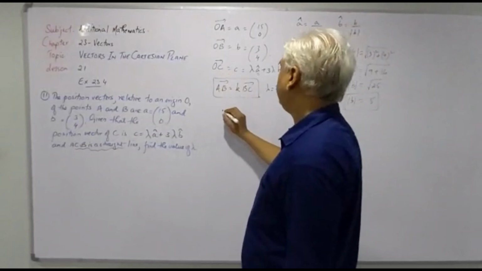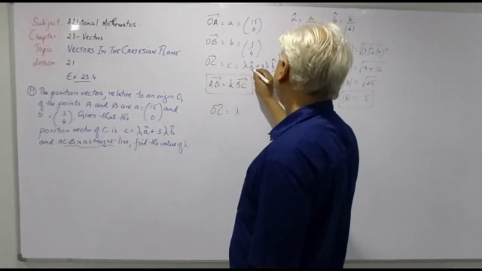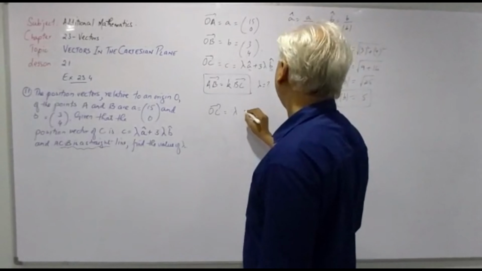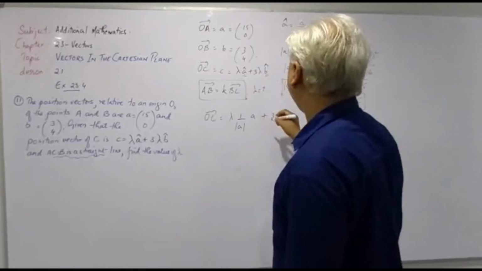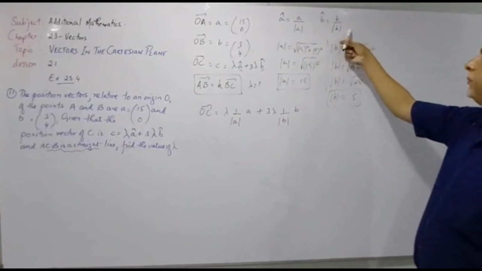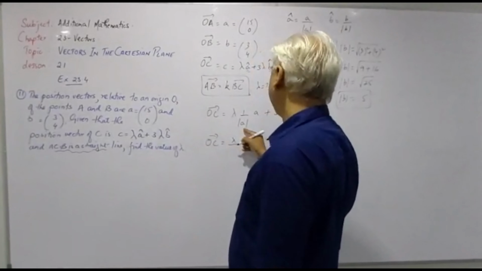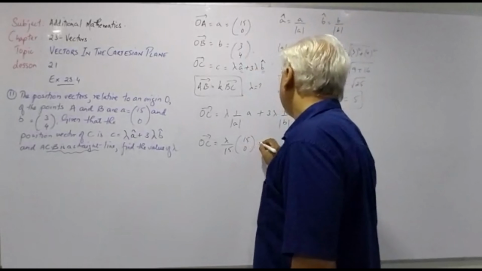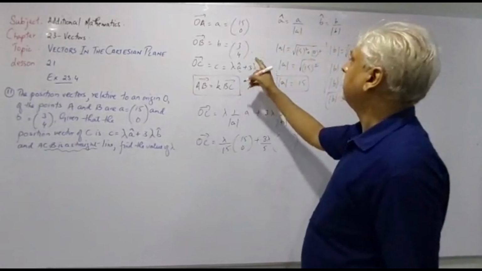Now, we will find the value of OC. OC is equal to C, which is equal to lambda unit vector A, and unit vector A, you know, is A upon the magnitude of A, so that will give you 1 upon magnitude A, plus 3 lambda, and unit vector B would give you 1 upon magnitude B. So this would mean that OC is equal to lambda, and the magnitude of A, as you know, is 15, into A, and A is equal to (15, 0), plus 3 lambda upon the magnitude of B, which is 5, and this would give you (3, 4).